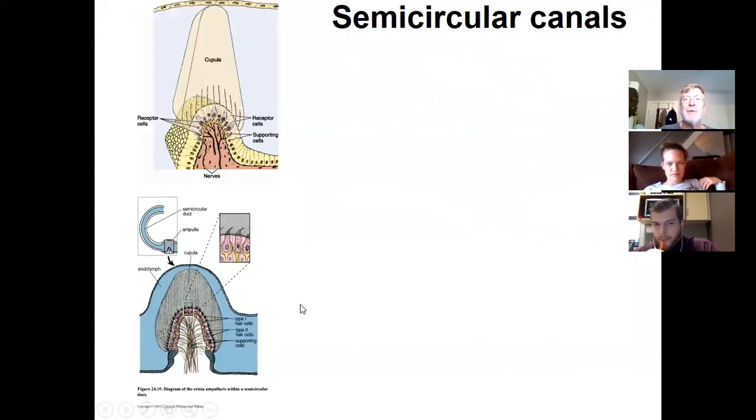Those are called the ampullae. And look what they too have, jello on the top. And then they have stones laying on the top of that jello. And look, they have type 1, type 2 hair cells as well. Here's your semicircular canal. Here's the ampullae, the bulge, the bubble. And inside the ampulla, you have your hair cells surrounded by jello.